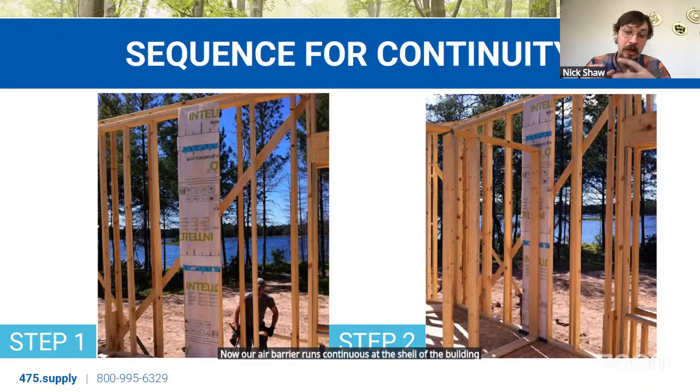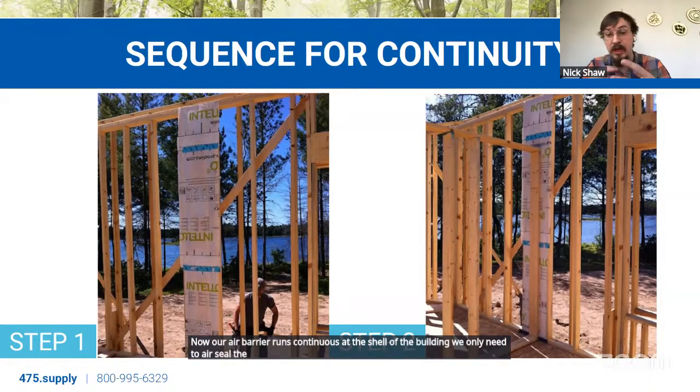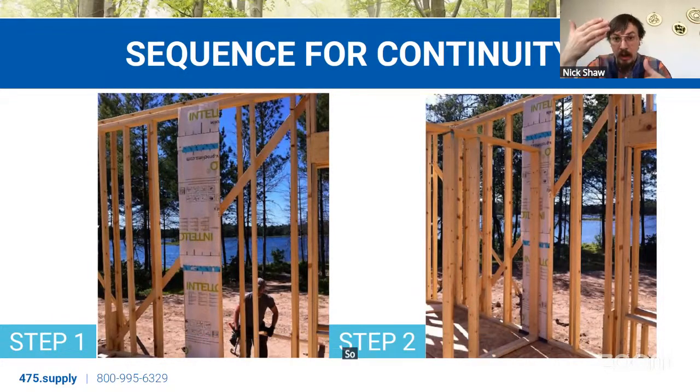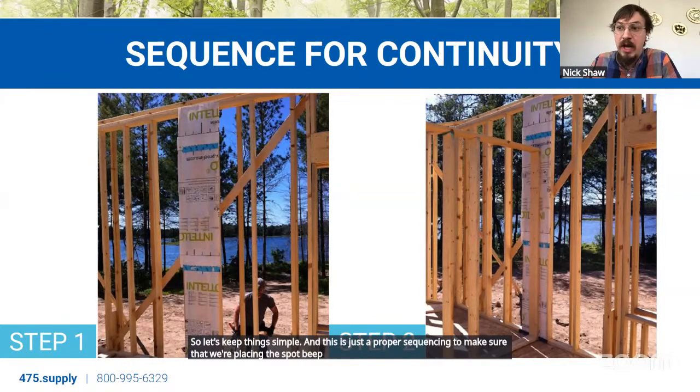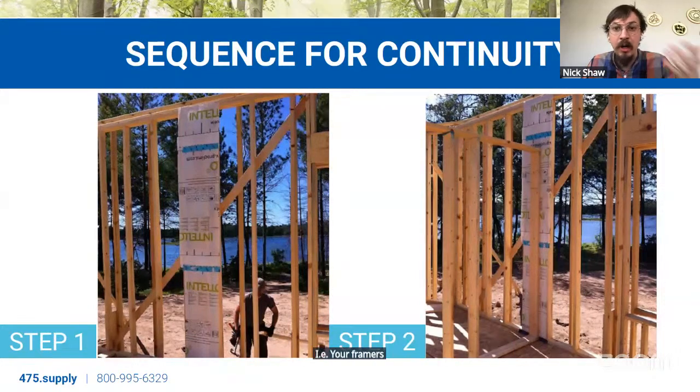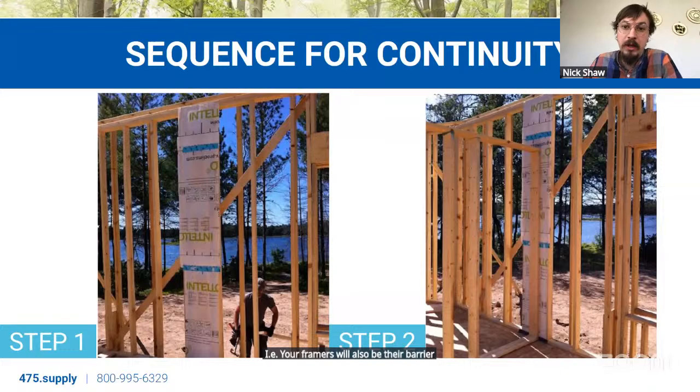We only need to air seal the building envelope. We don't need to air seal all of our partition walls. So let's keep things simple. And this is just a proper sequencing to make sure that we're placing this floppy bit of membrane at the appropriate time, i.e., your framers will also be air barrier folks. They will be installing the air barrier.